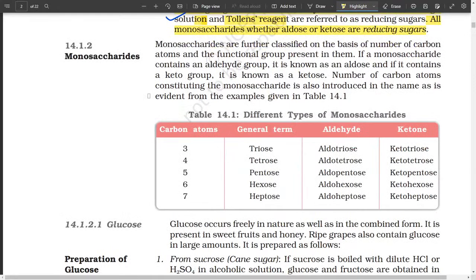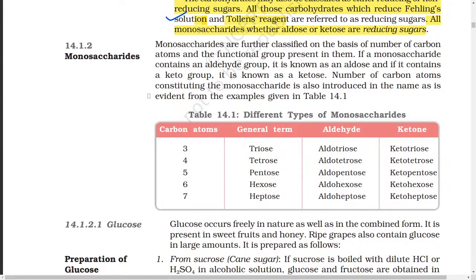Monosaccharides are further classified on the basis of the number of carbon atoms and the functional group present in them. If the monosaccharide contains an aldehyde group, it is known as an aldose, and if it contains a keto group, it is known as a ketose. The number of carbon atoms constituting the monosaccharide is also introduced in the name, as is evident from the examples given in Table 14.1.